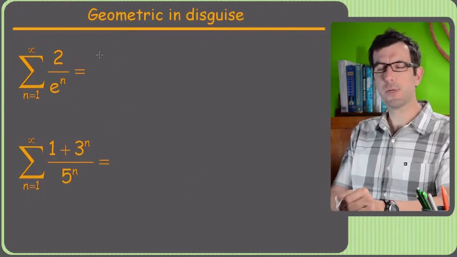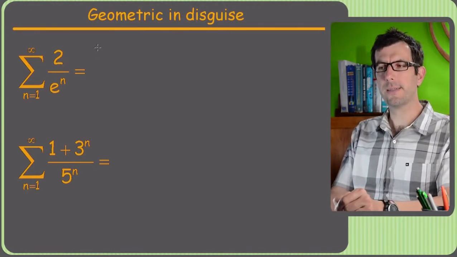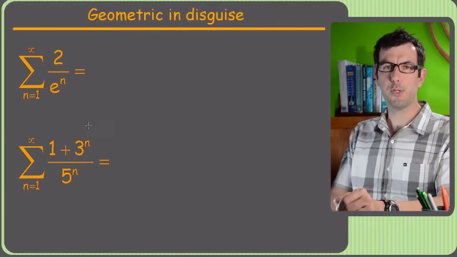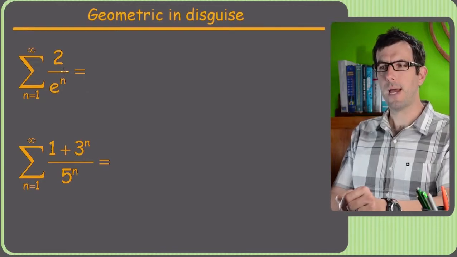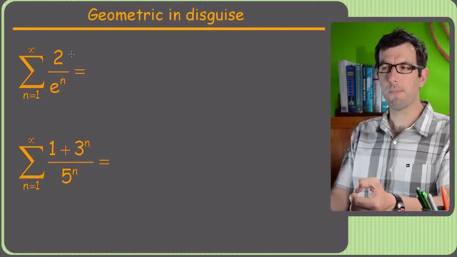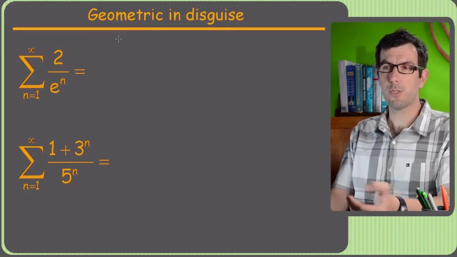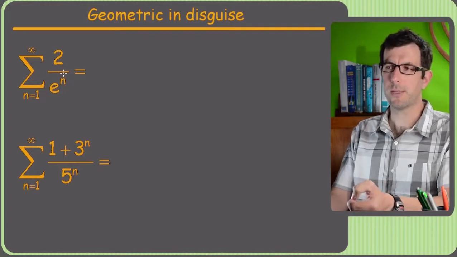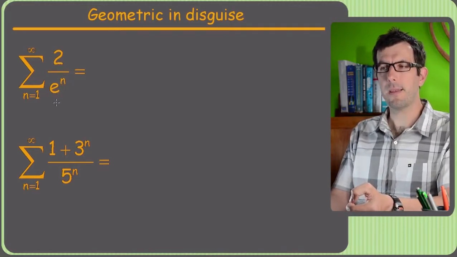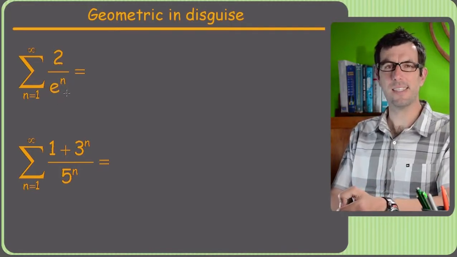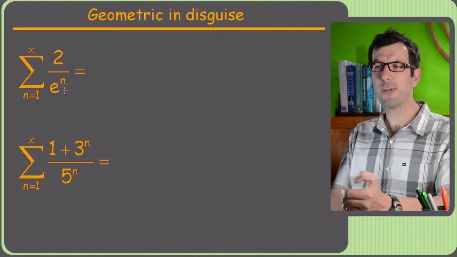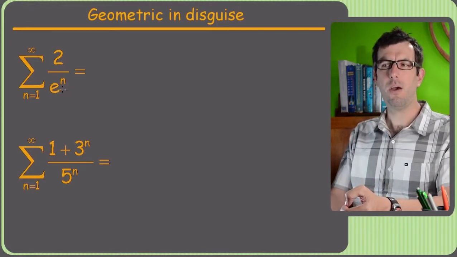All right, geometric areas in disguise. These two puppies are both geometric. How do we know? Well, this one up top is probably the most confusing one because we have a 2 upstairs. Usually geometric would just have 1 upstairs, or at least the ones we looked at so far kind of did. And then what the heck is e to the n? That's an exponential, right?